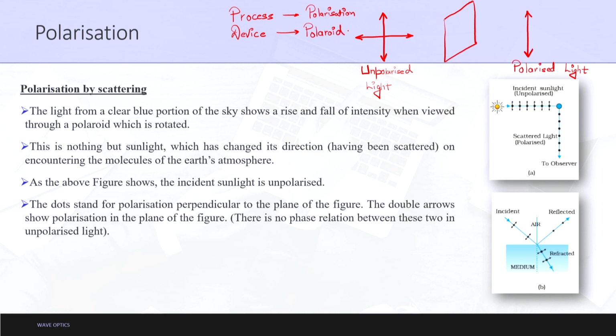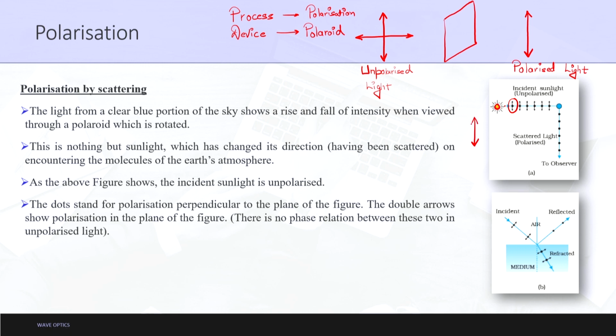Now let us move on to the first method by which polarization can be achieved, and that is called polarization by scattering. Please look over here carefully. First of all, let me explain what is happening here. This is one of the bright sources of light, for example the sun. After the light is emitted from the sun and scattered, the polarization has happened.